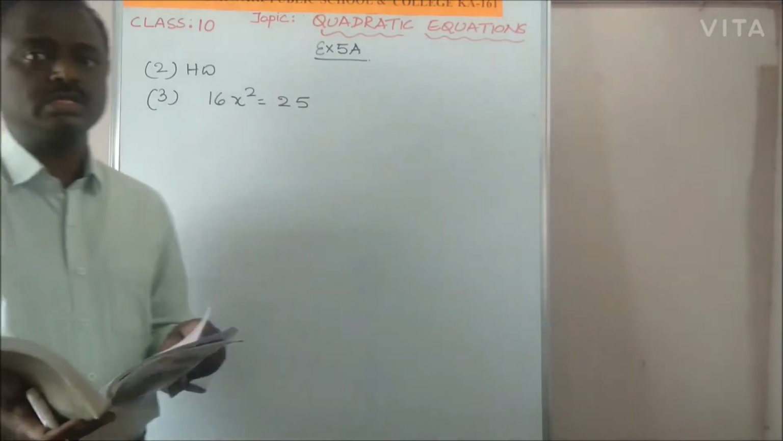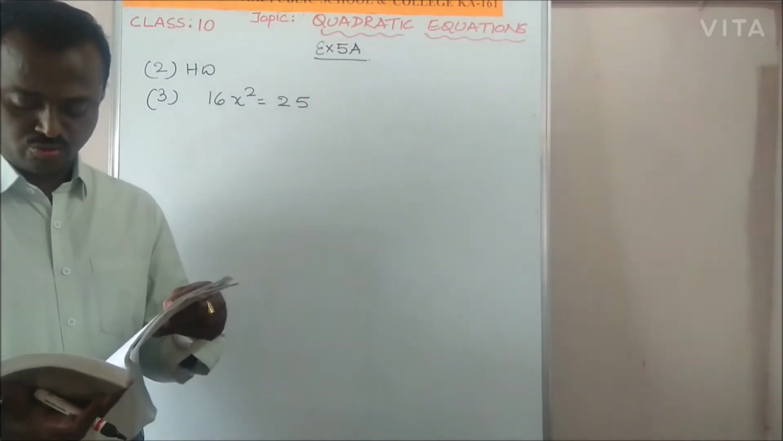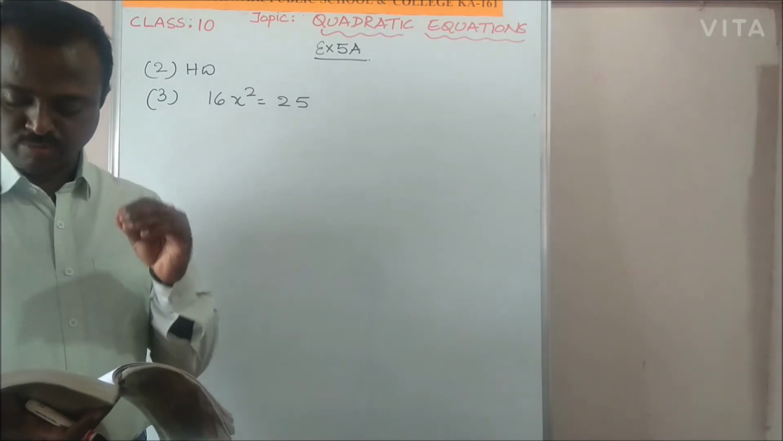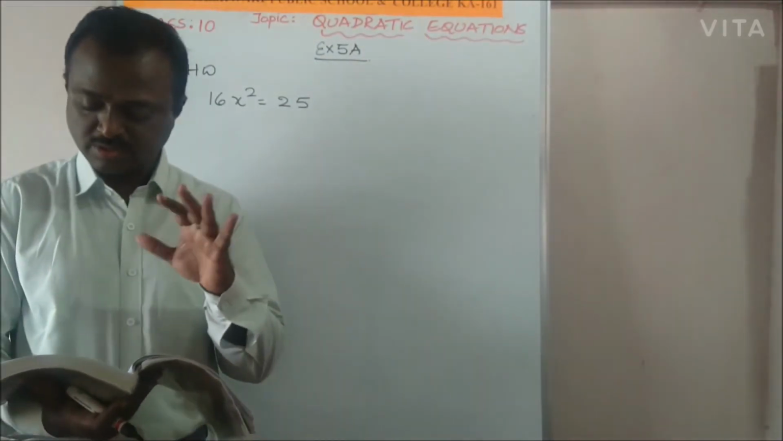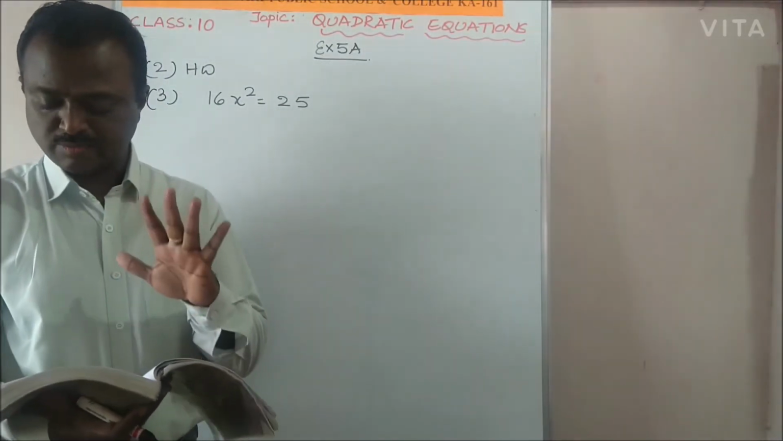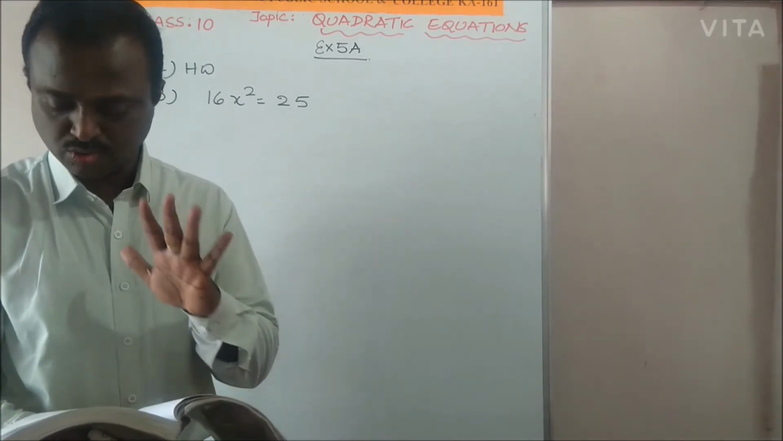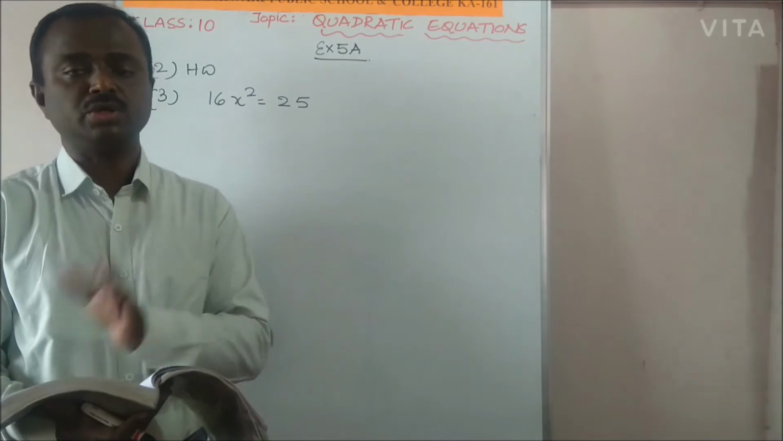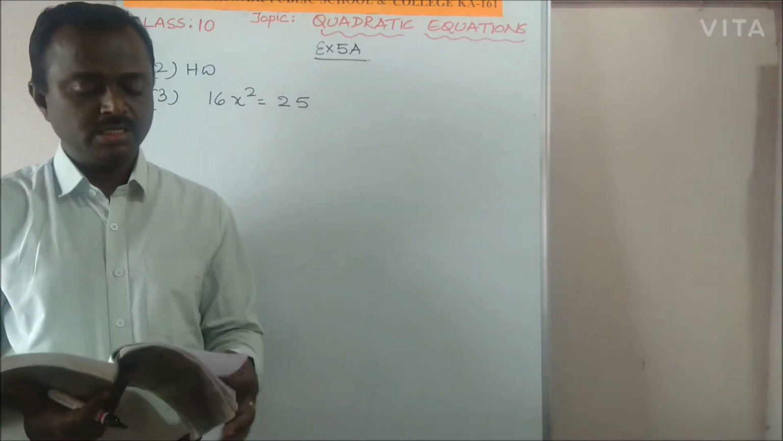So the second question answer I am giving as homework. Determine whether x is equal to minus 1 by 3 and x is equal to 2 by 3 are the solutions of the equation 9x square minus 3x minus 2 is equal to 0. You have to check how I did in the first sum. Same method you have to follow for the second sum.